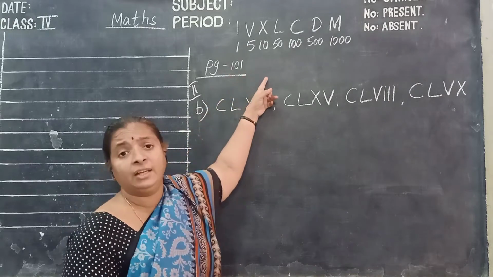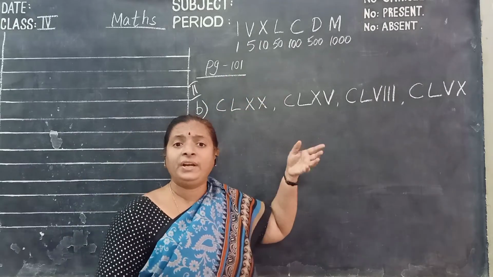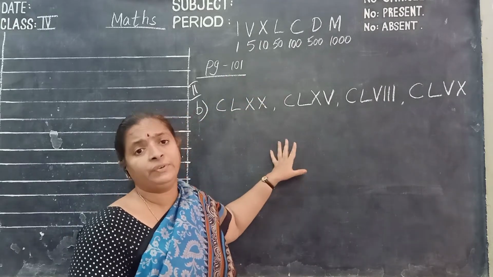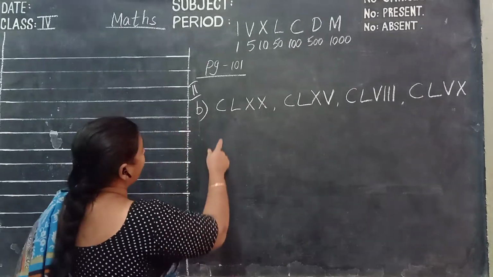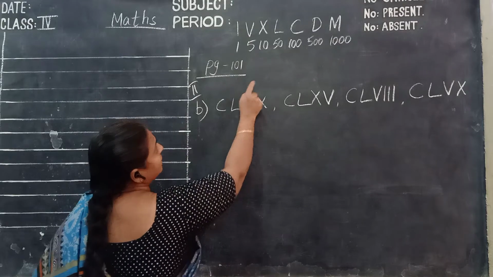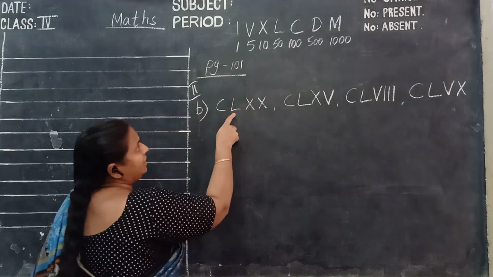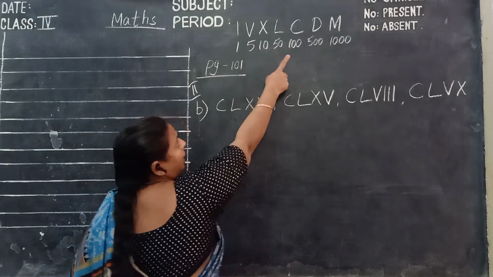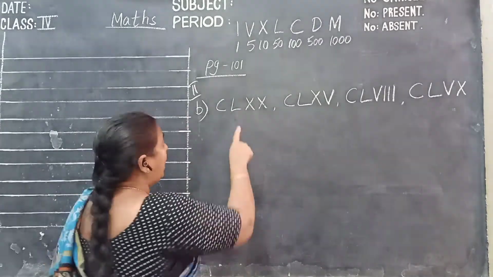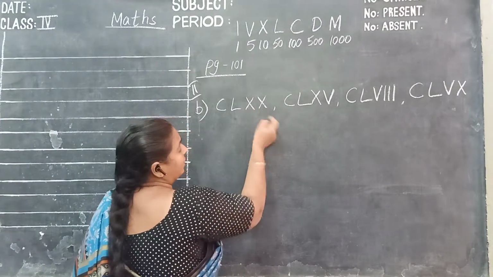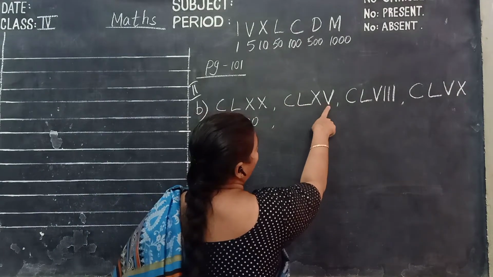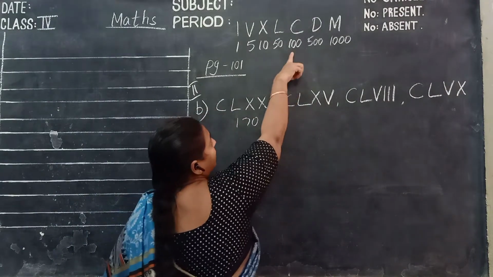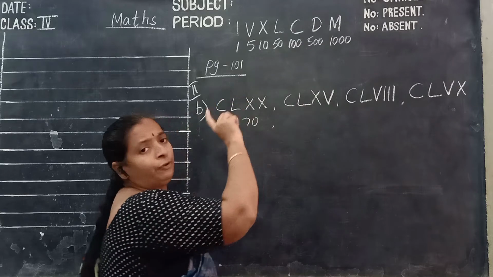By the help of the values, you will change them. How we did the A bit, like that only we should do this B sum also, children. See children, what have they given? CLXX. What is the value of C? 100. 100 plus L, 50. 100 plus 50, 150. 150 plus 10, 160, 170. Then CLXV.